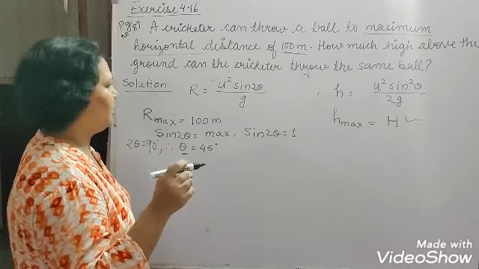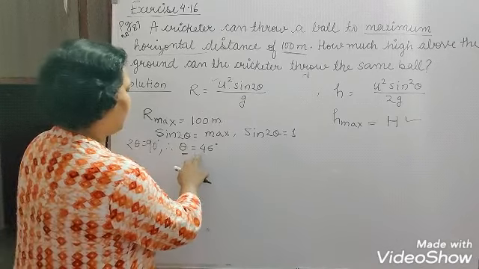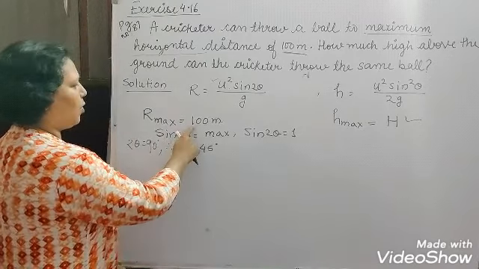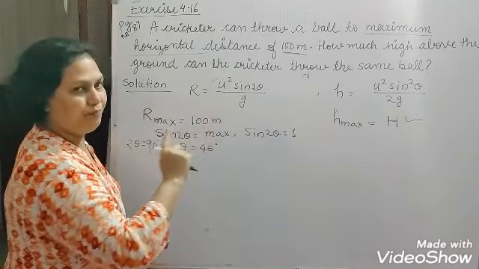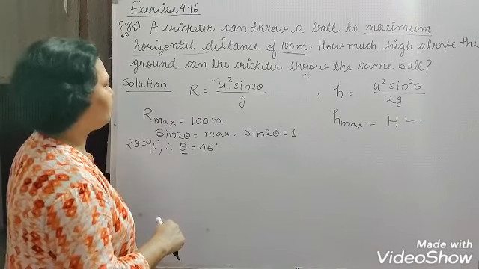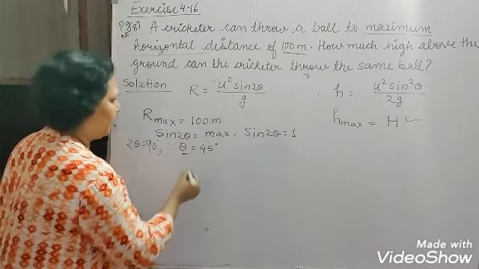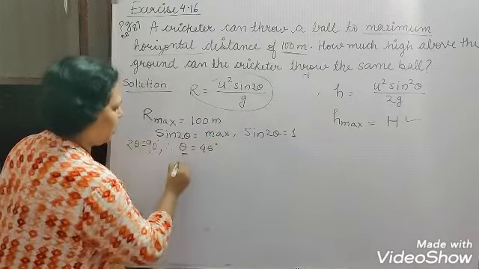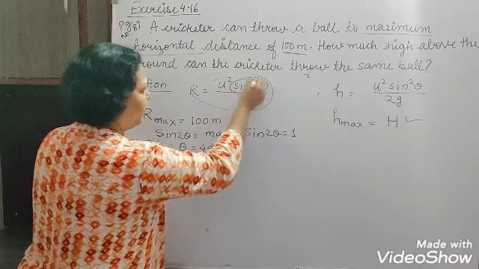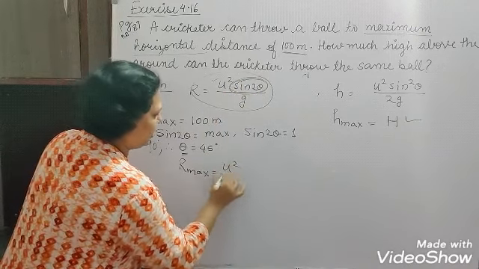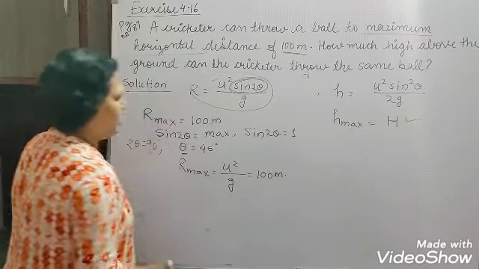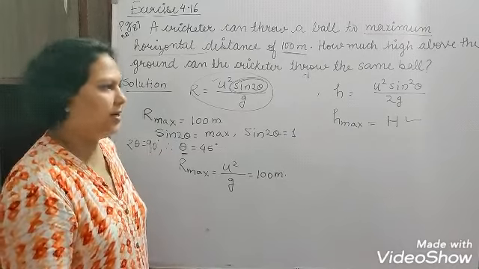So the cricketer is throwing the ball by making a 45 degree angle with the horizontal, and in such a case the ball is reaching 100 meter from the ground from where the cricketer is throwing it. So in this formula, if we apply R maximum, this quantity will become 1. So it will be simply u square upon g, and it is equal to 100 meter. So u square upon g is equal to 100 meter.